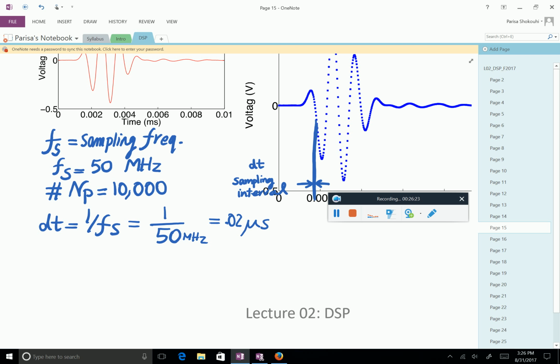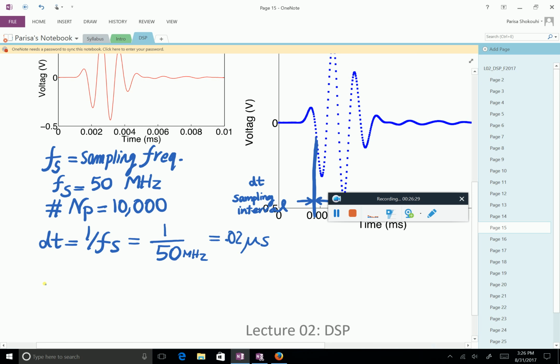Now, what else here? What is the duration of the signal? This is very easy. We have 10,000 points. What would be the duration? Well, it's the number of points times dt. Maybe I can write this a little bit nicer. This looks bad.